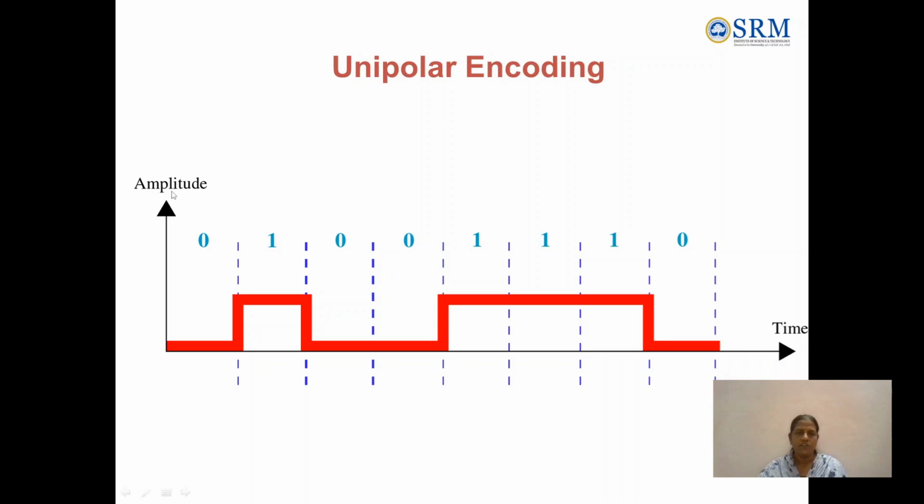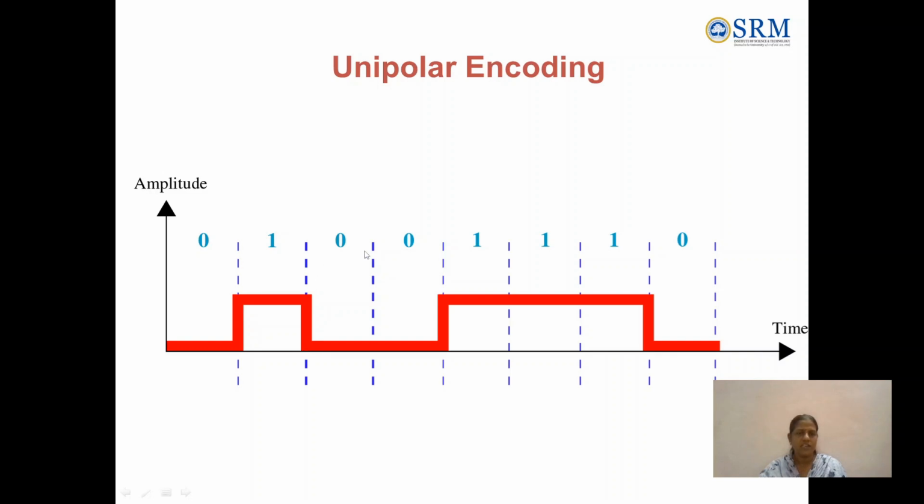Here we can see the diagrammatic representation of unipolar encoding, where the y-axis is amplitude and the x-axis is time. There is a bit representation, for example 0, 1, 0, 0, 1, 1, 1, 0. We know from the previous slide that 0 is represented as a negative voltage. Here you can see 0 is drawn as a negative voltage, 1 is represented as a positive voltage, and again 0 is a negative voltage.